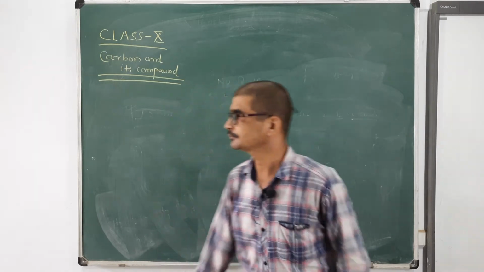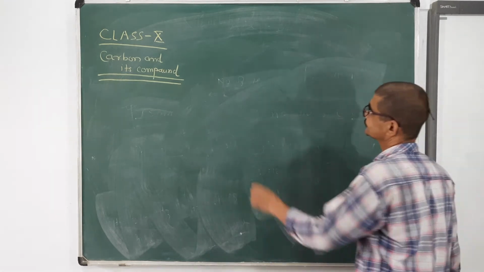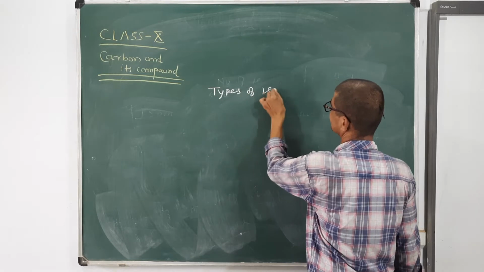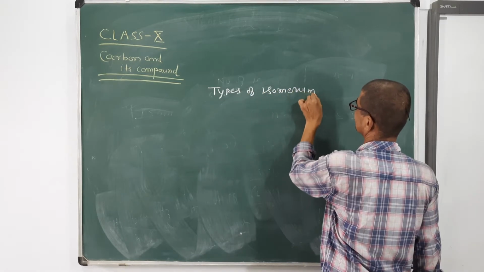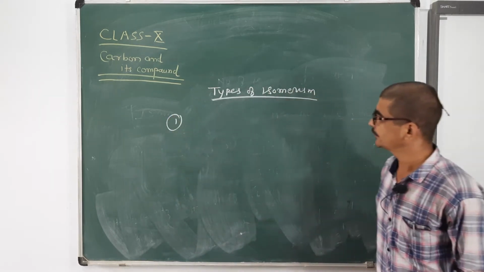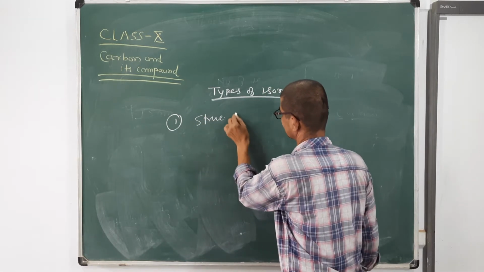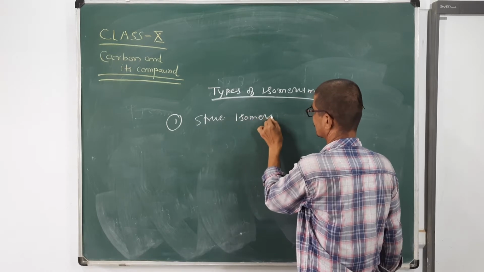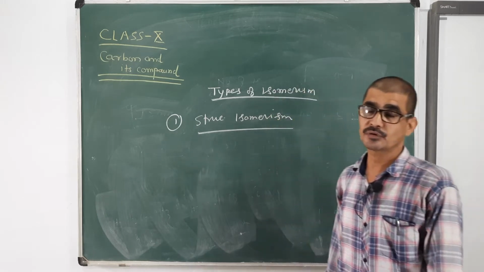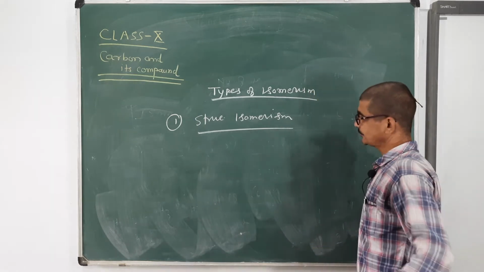Next is types of isomerism. Now I have already understood about structural isomerism. Compounds having the same molecular formula but different structural formula are called structural isomers.